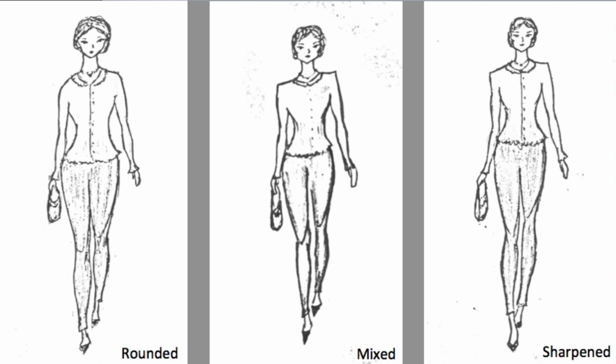On mixed, it looks like she is trying to dress up, and on sharpened, it looks a little bit separate from her, and it doesn't look intentional. I would say on sharpened, because sharpened is so far from the rounded type, it looks the most separate and the least intentional. So let's take a look at how mixed and sharpened can dress both for their hourglasses as well as for their bone structure and the lines of their body. So let's take a look at mixed first.